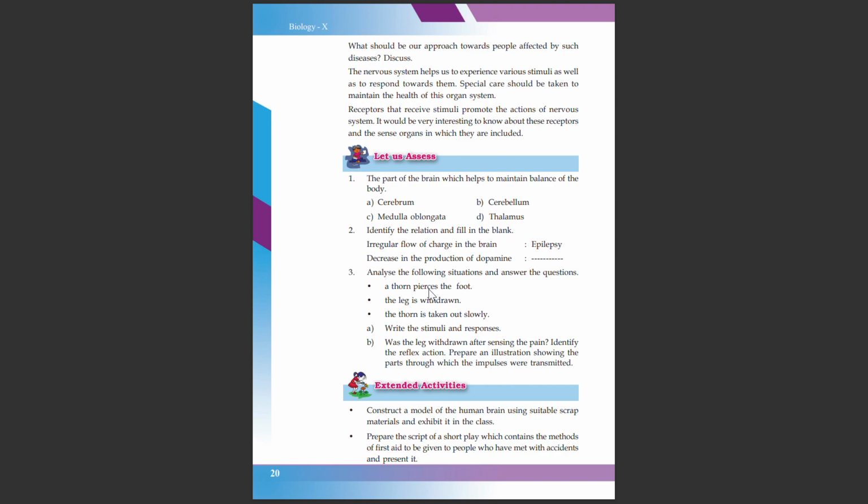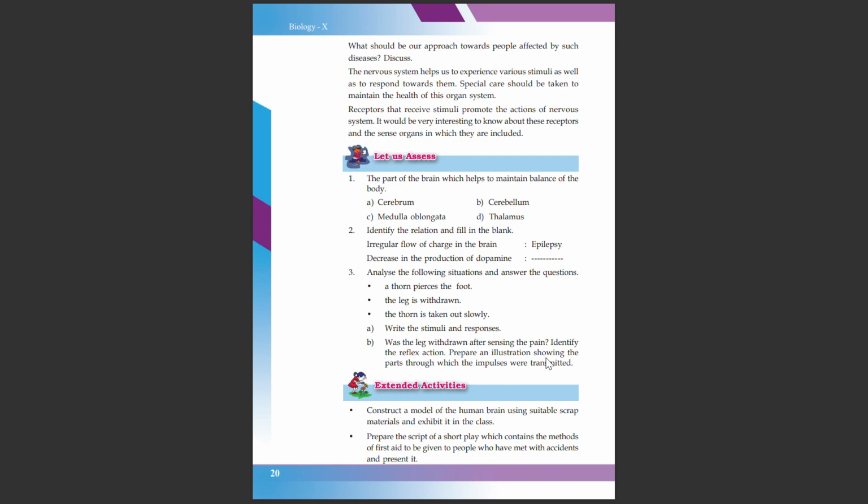A thorn pierces the foot, the leg is withdrawn, the thorn is taken out. This is a reflex action. So write the stimulus and response. The stimulus is the thorn and the response is the leg withdrawn. Was the leg withdrawn after sensing the pain? Identify the reflex action and prepare the illustration. The illustration would be the stimulus, same thing, the stimulus.